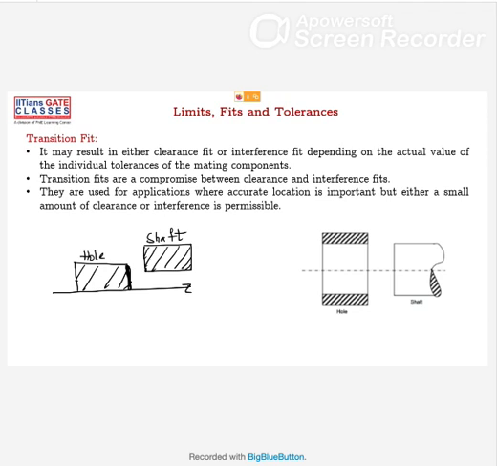So this is your zero line. That's it. This is your transition fit. Got the point, sir? Okay, good. Let's go.